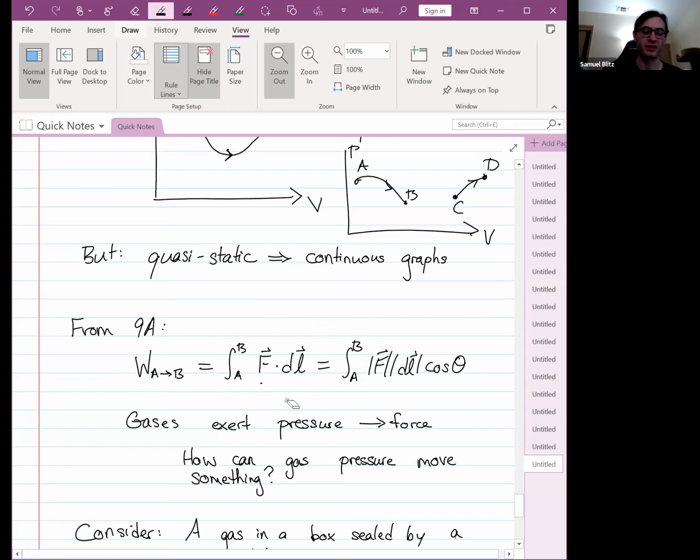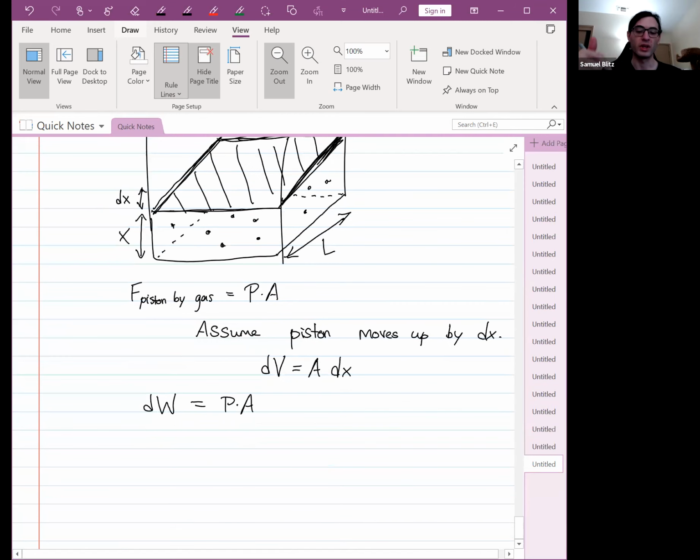Now, in this case, the pressure is upward onto the piston because it's uniform, and so the dot product doesn't matter. It's just force times distance. So it's pressure times area, because that's the force, times the distance dx that the piston moves. But we can group the A and the dx to get the change in volume. So this is to say that a small amount of work done is equal to the pressure times the small amount of change in volume.